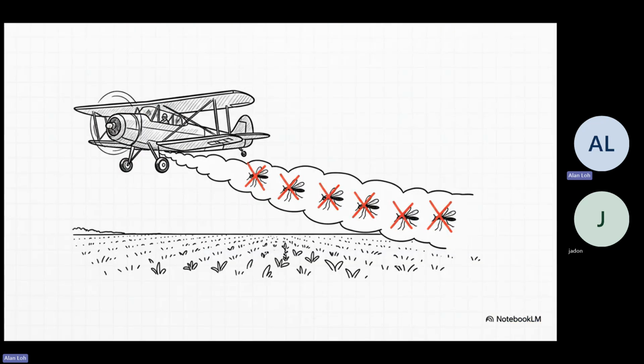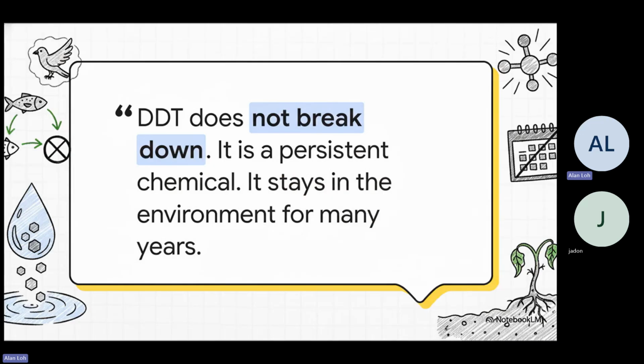Back in the 1940s, we invented a chemical called DDT. And honestly, at the time, it seemed like a miracle. It was amazing at killing pests like mosquitoes that spread diseases like malaria. We sprayed it on everything, everywhere, without really thinking about the long-term effects. But here was the catch, a huge catch that nobody really understood at first. DDT is what we call persistent. It doesn't break down. Once it's out there in the environment, it just stays there for years and years and years.